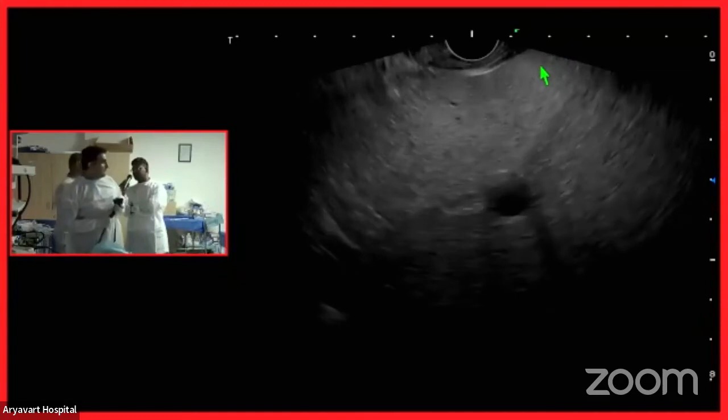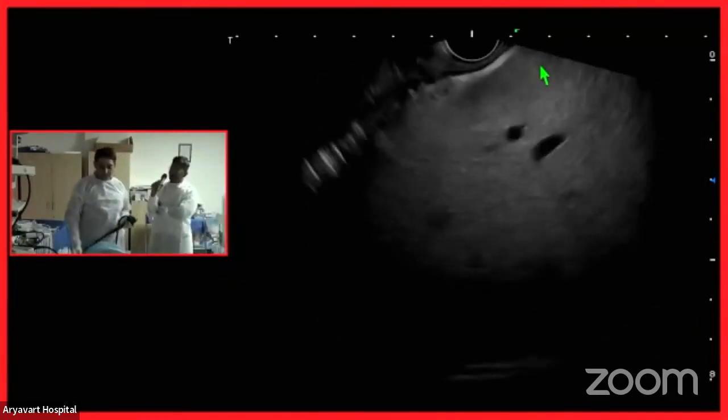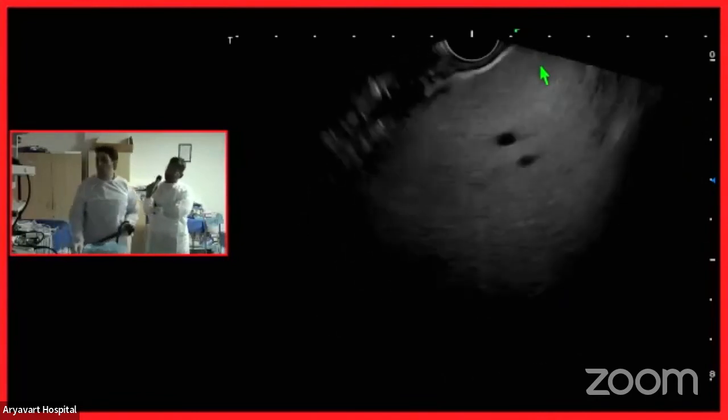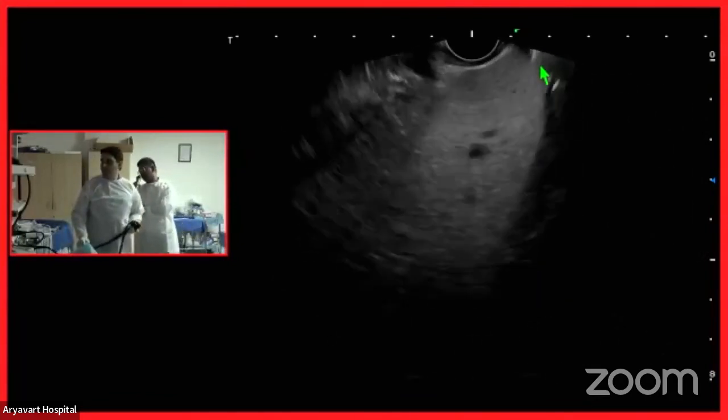The most important thing here is the INR should be less than 1.5. Platelets should be more than 50,000. Just like a normal FNA, there should not be any coagulopathy before the liver biopsies.